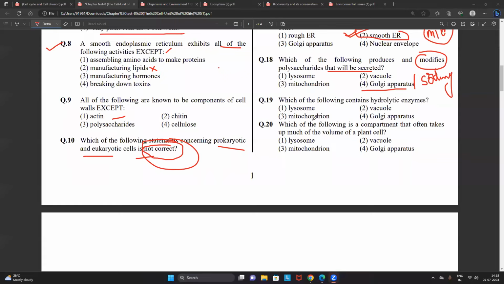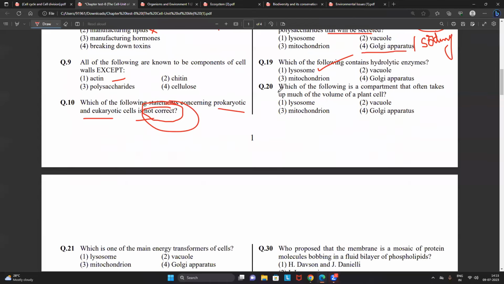Try to go a little faster, no problem. Which of the following contain the hydrolytic enzymes? Anyway, we all know it is the lysosome. Okay, think and answer the question. Question number 20 is saying, friends, listen everyone. Which of the following is a compartment that often takes a lot of place, in other words a lot of volume, in a plant cell?